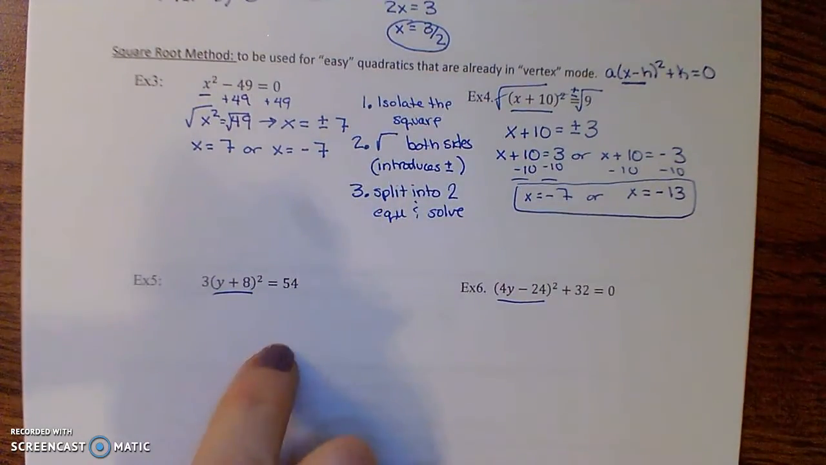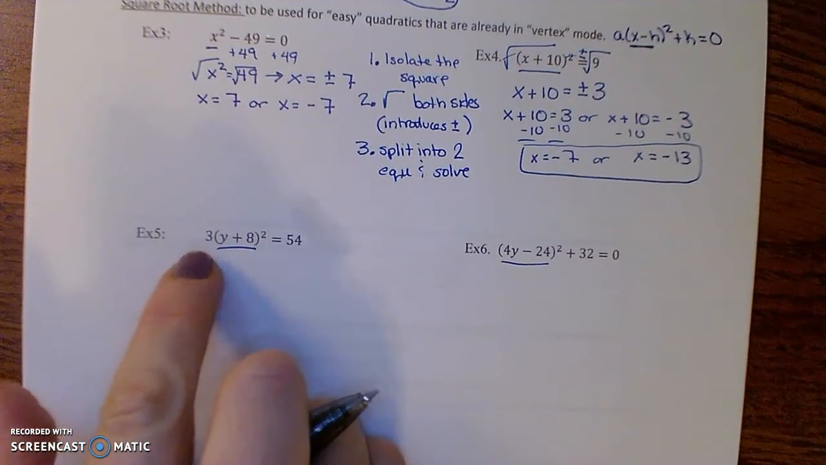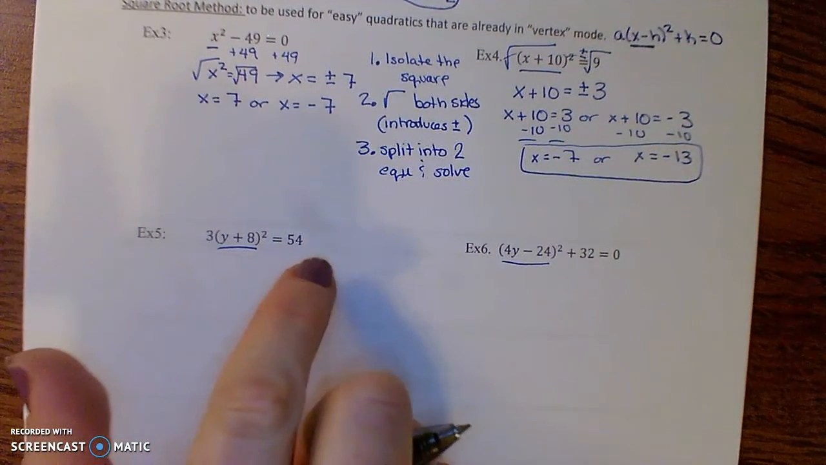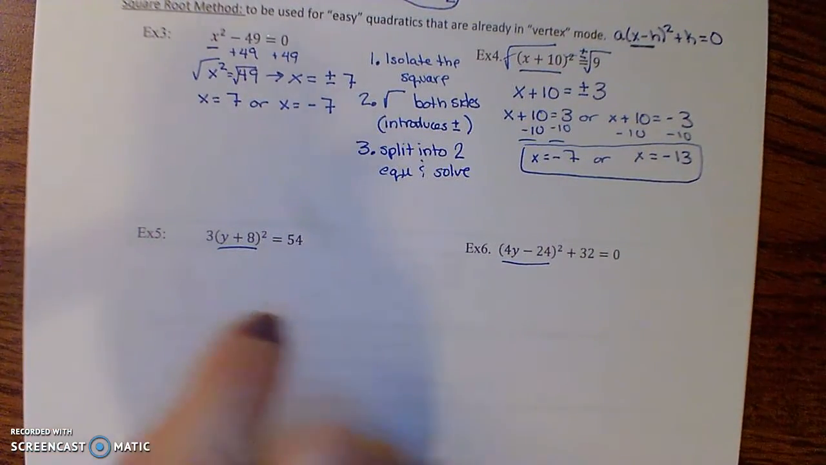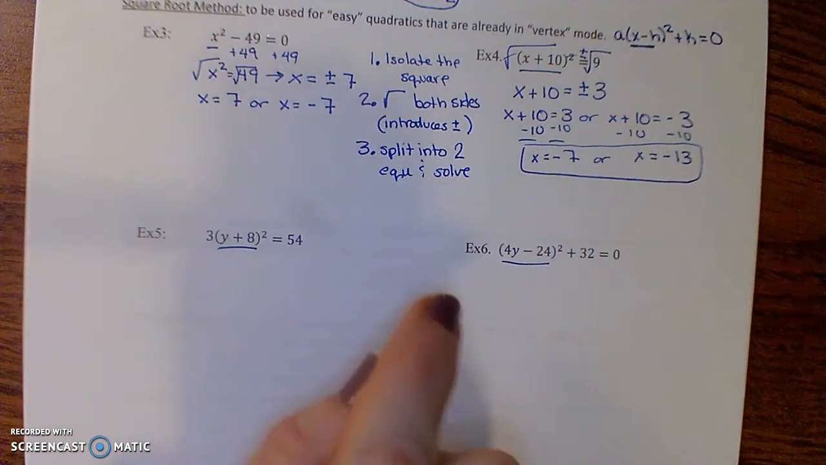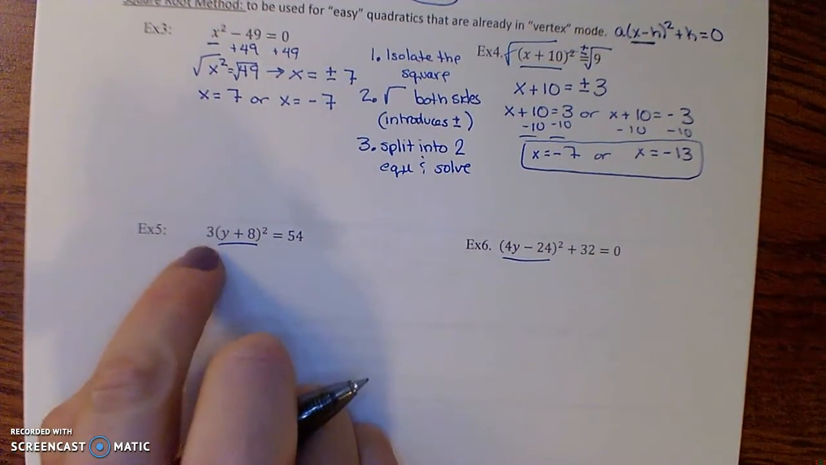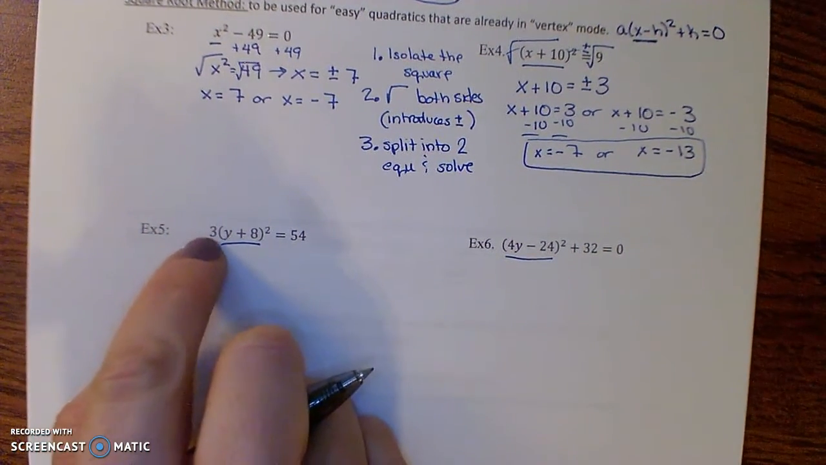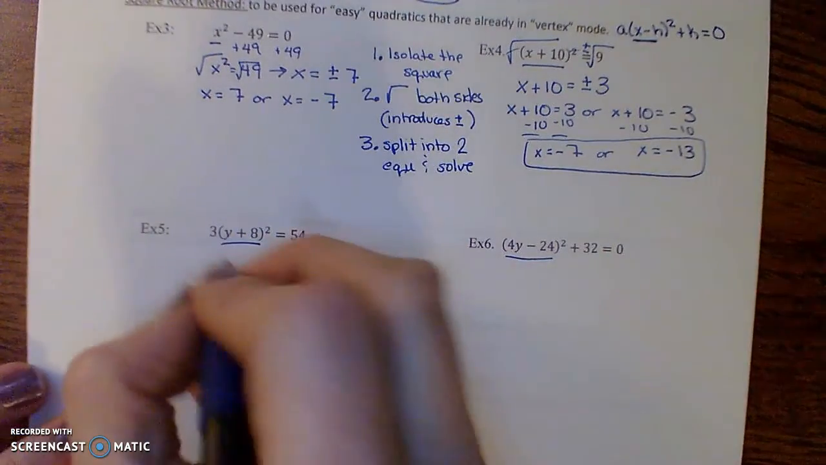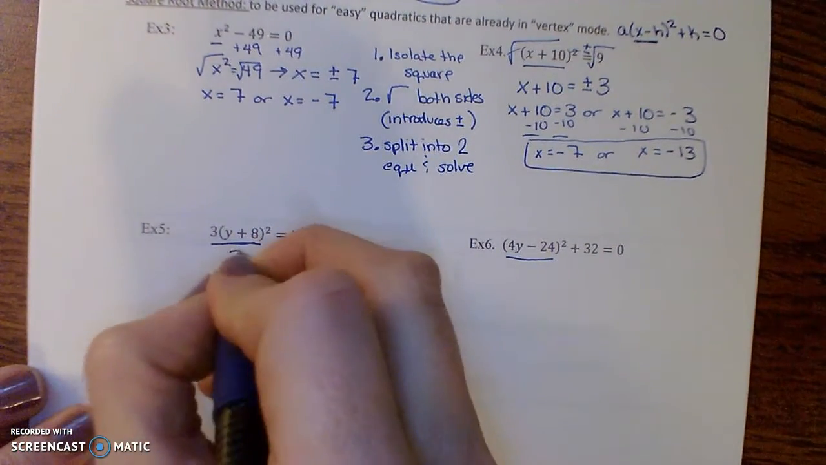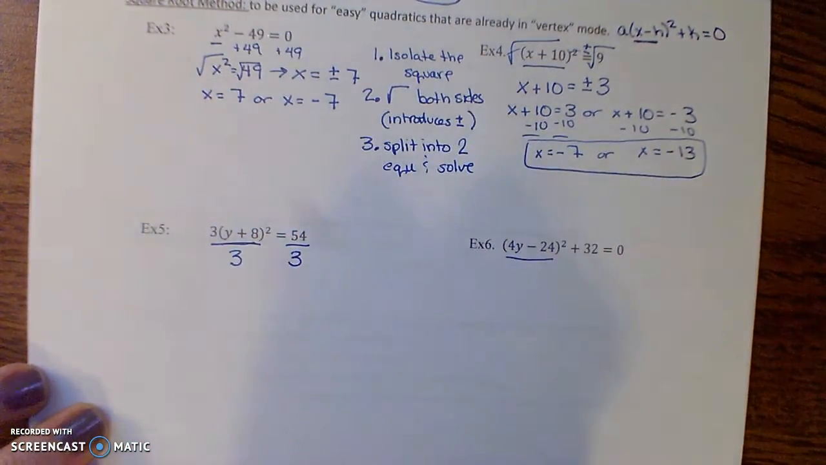Let's go ahead and do the next problem. 3 times y plus 8 squared equals 54. So notice it's already almost there because the 54 is on the other side, but there's this pesky 3 in front. So I'm going to get rid of that so I can get the square by itself. I'll get rid of that by dividing both sides by 3.